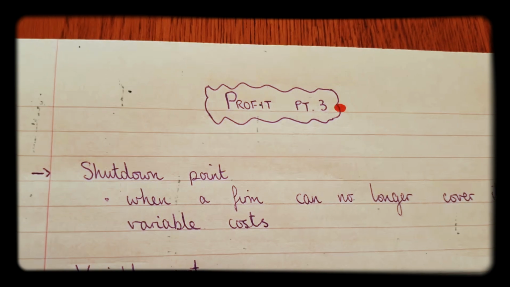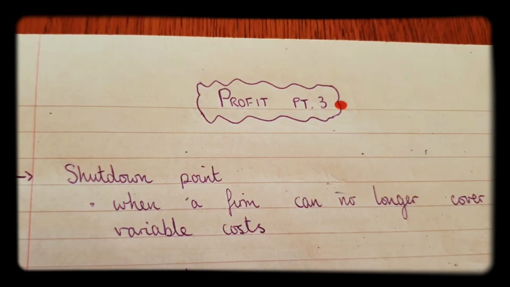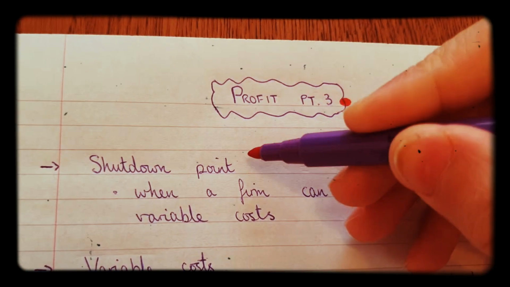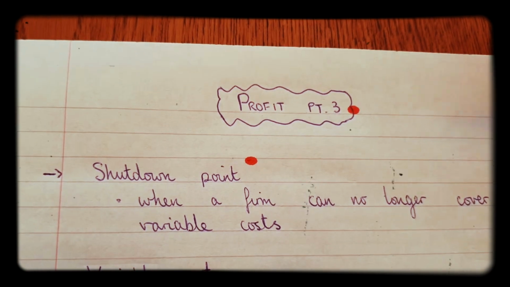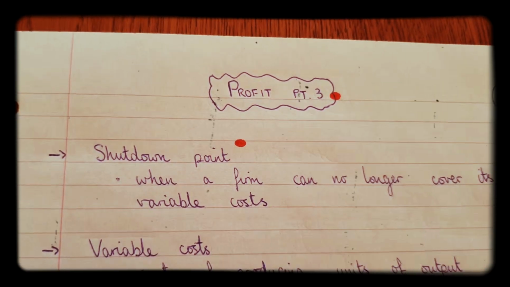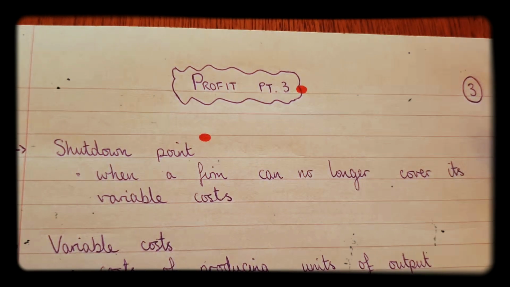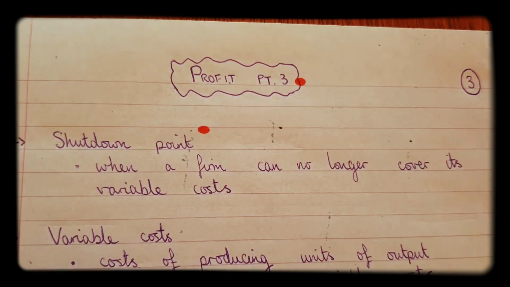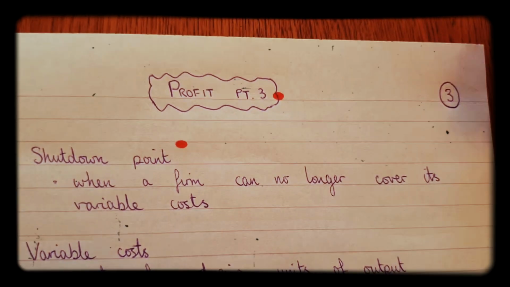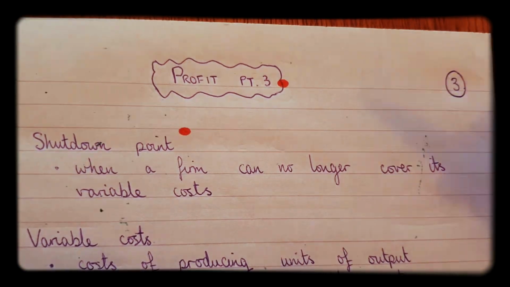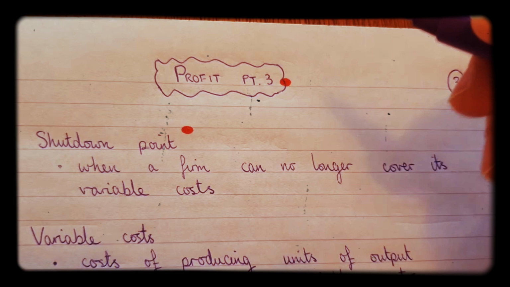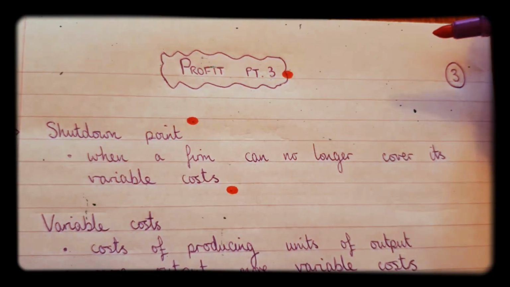So in this video, we're going to be looking at what is the shutdown point for a firm. When a firm makes a subnormal profit, we expect them to close down, but we're trying to figure out in this video when exactly they are going to shut down. The answer to that question is, it's when a firm can no longer cover its variable costs of production.